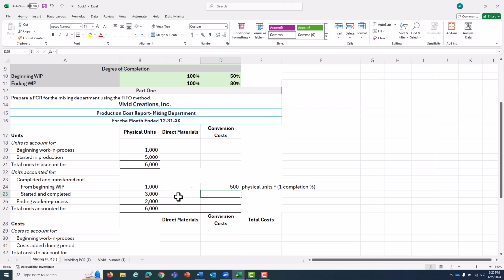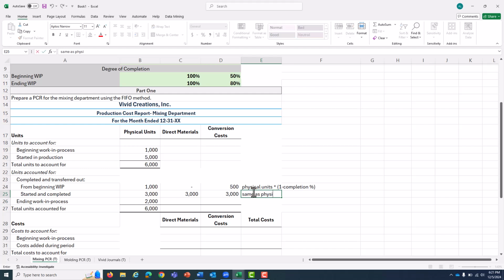For started and completed, they started from scratch. There was nothing there. We finished them, which means every little bit of cost that had to go into these 3,000 batches of crayons went into them. An equivalent unit is a measure of how many you could have made for that cost if you were making them from start to finish. Well, we were making them from start to finish, which means that for your started and completed row, it's always going to be the same thing as your physical units, because they are, in fact, being made from start to finish.